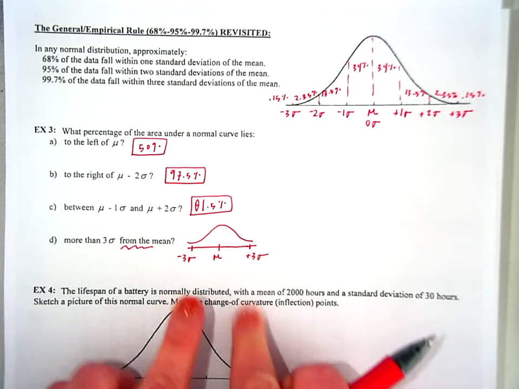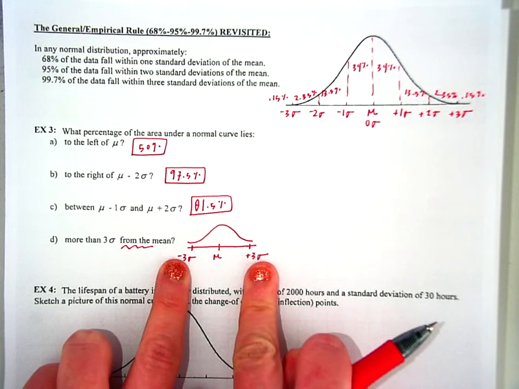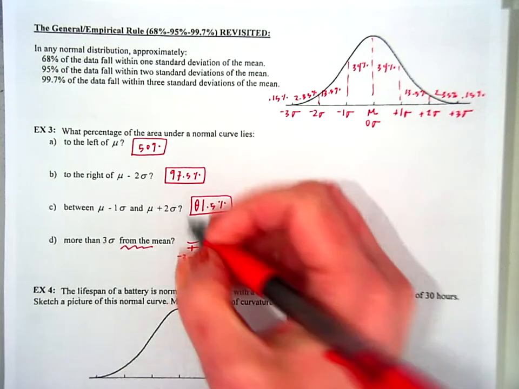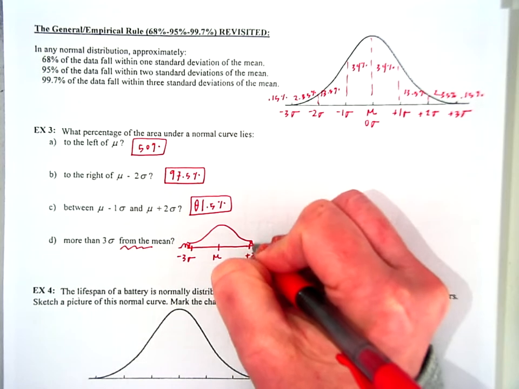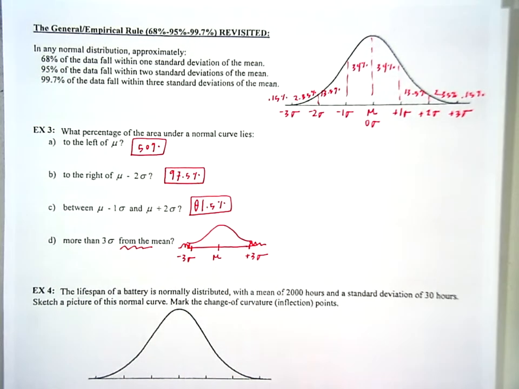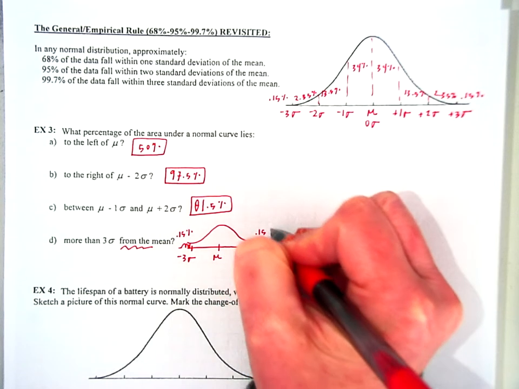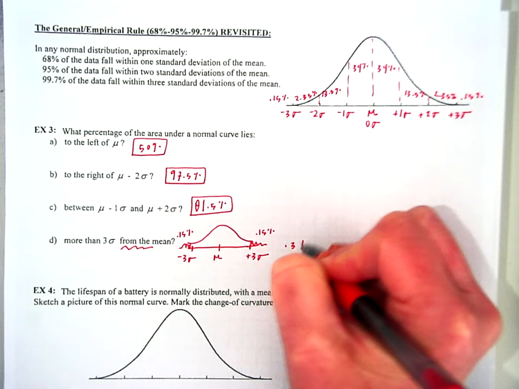So if I'm saying more than 3 standard deviations from the mean, I'm moving away from the mean, I'm looking at those two tail regions right here and here. So I'm really adding up those 2.15% regions, which gets me 0.3% right here.